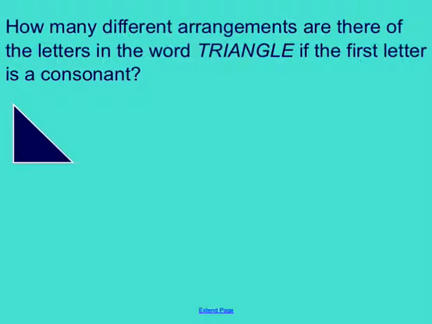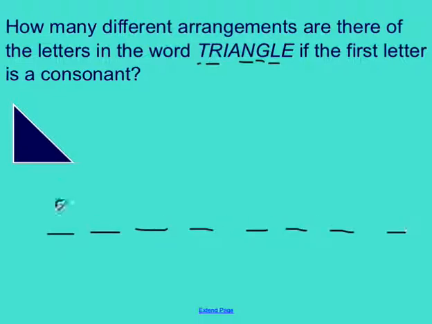Okay, let's take a look at number 7. How many different arrangements are there for the letters in the word triangle if the first letter has to be a consonant? We don't care what the rest of the letters are, we just care about the first letter. So let's count the number of consonants. That's T, R, N, G, L. So there's 5 consonants. I'm still going to use all 8 of my letters, so I'm going to write all 8 of my spaces.